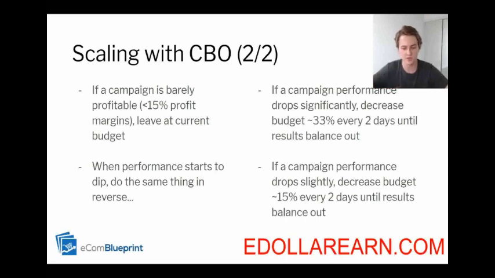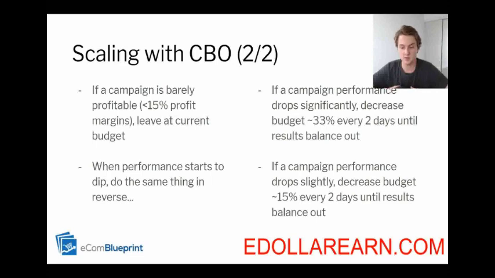Now, when your performance starts to dip as you scale, you want to do the same thing in reverse. So let's say that you increase a campaign budget by 50% and then the next day it tanks, and then you wait 1 more day and it's still doing very bad. Then what you would want to do is edit that same campaign and decrease the budget. If there's a significant drop in the performance, I'll decrease the budget by 33%, because it compensates for a 50% increase. And I'll decrease it 33% every 2 days until the results balance out to what they were before.